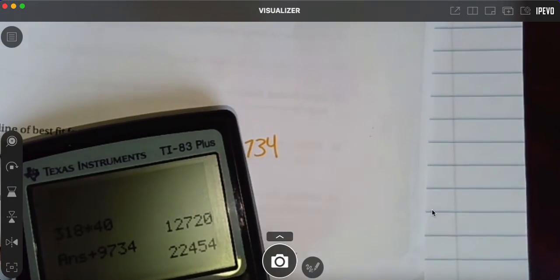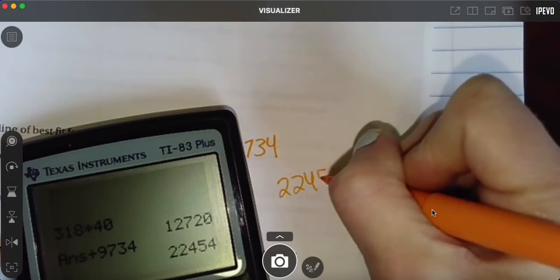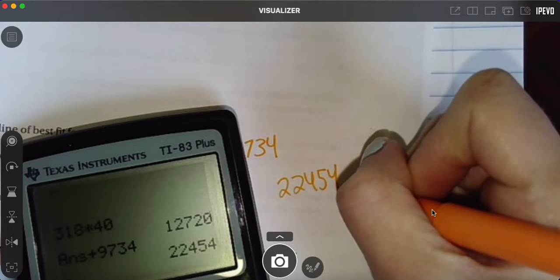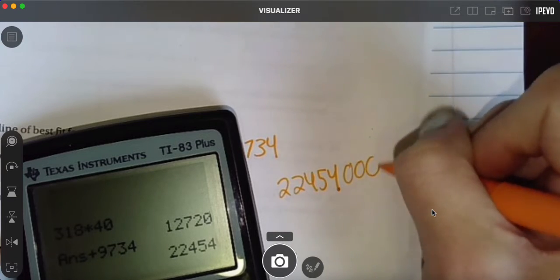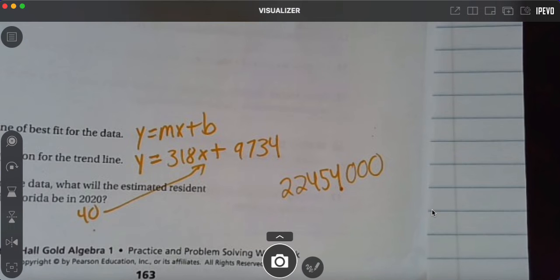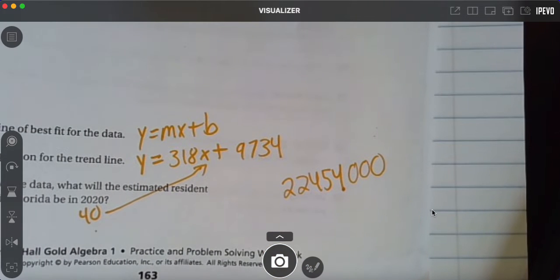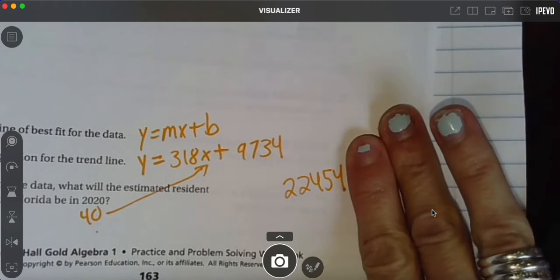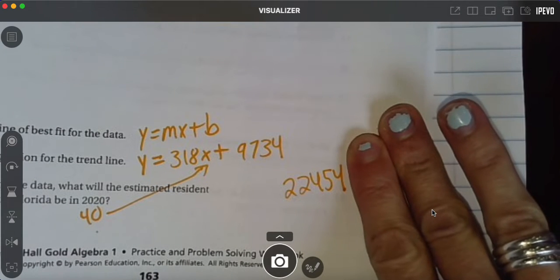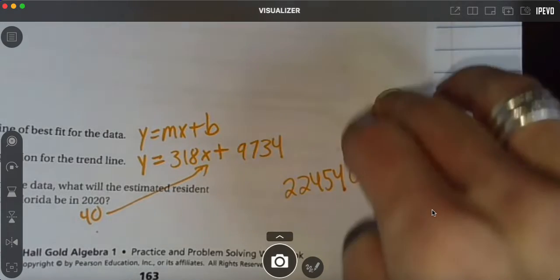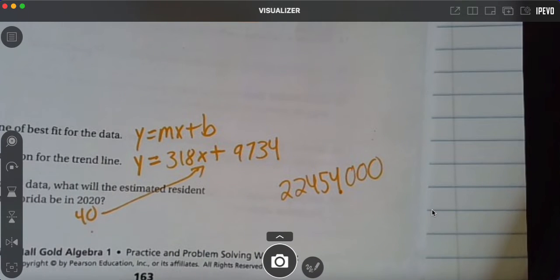It says the population would be this, and that's, of course, in thousands. 1, 2, 3. And we could actually Google that. Why did you add a zero? Because it said in thousands, so I added 3 zeros. So I could Google it. Or you could have written that in thousands, but I want to Google the population of Florida real quick in 2020.